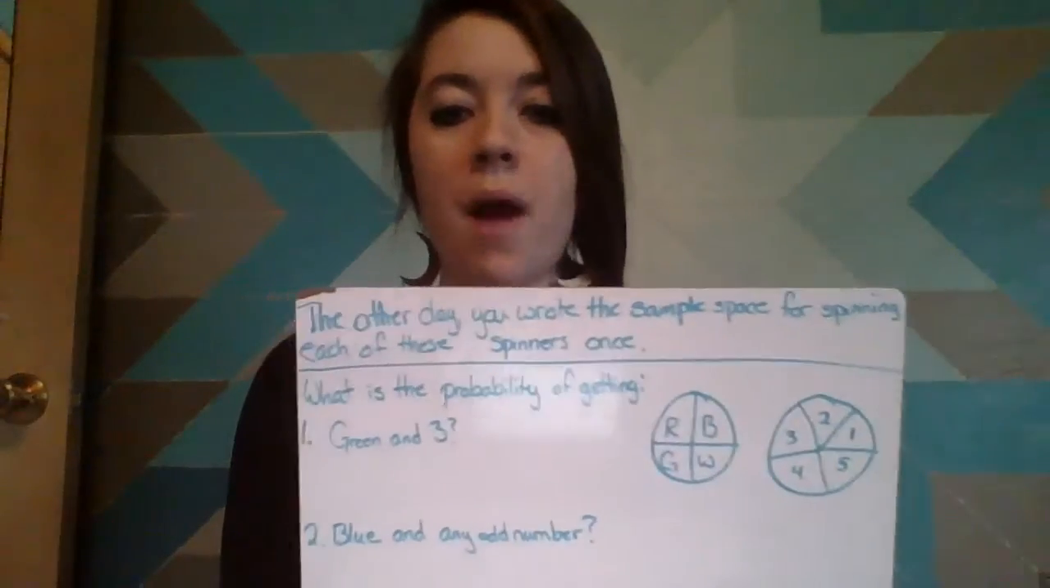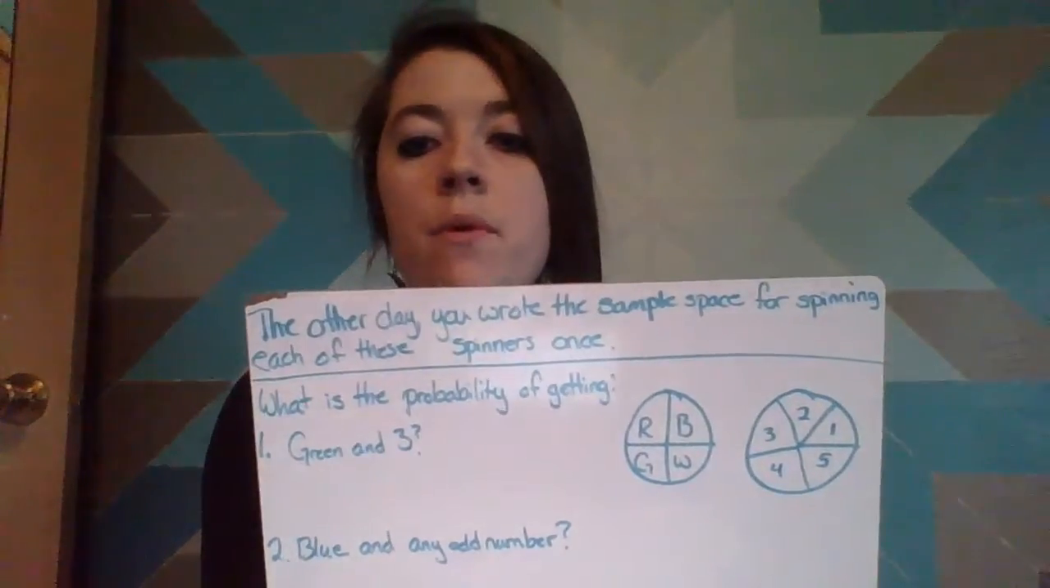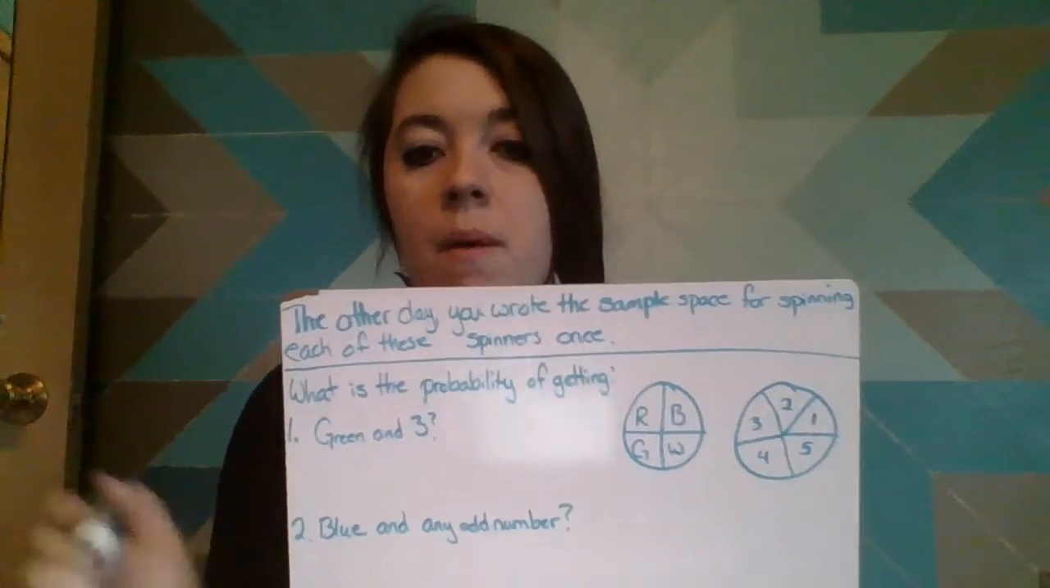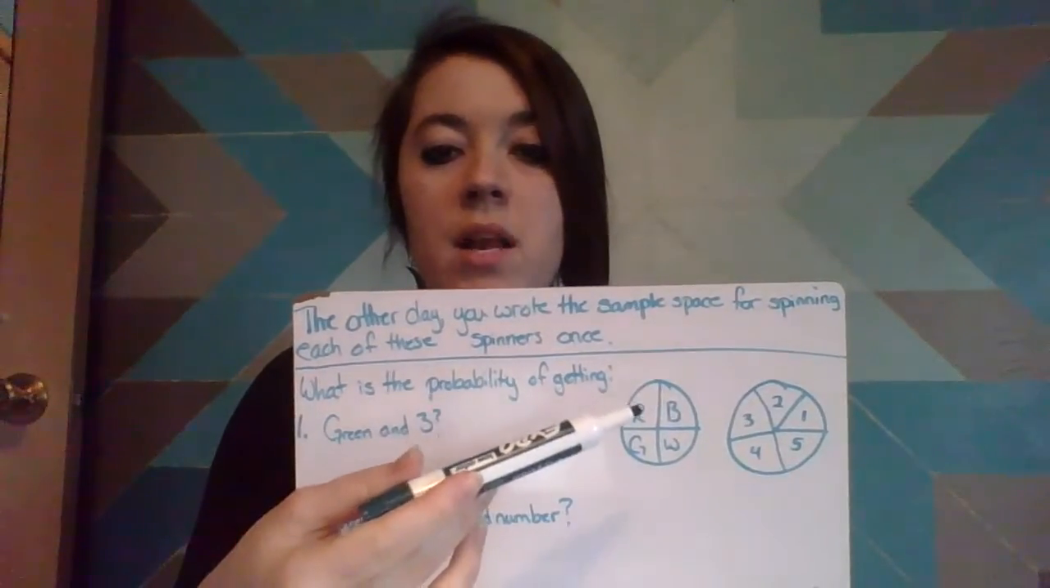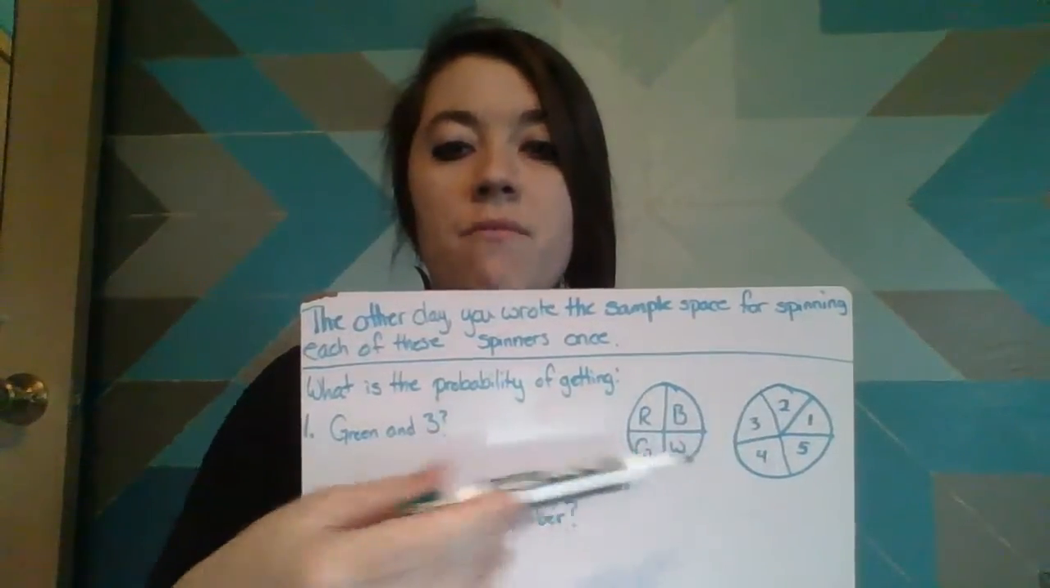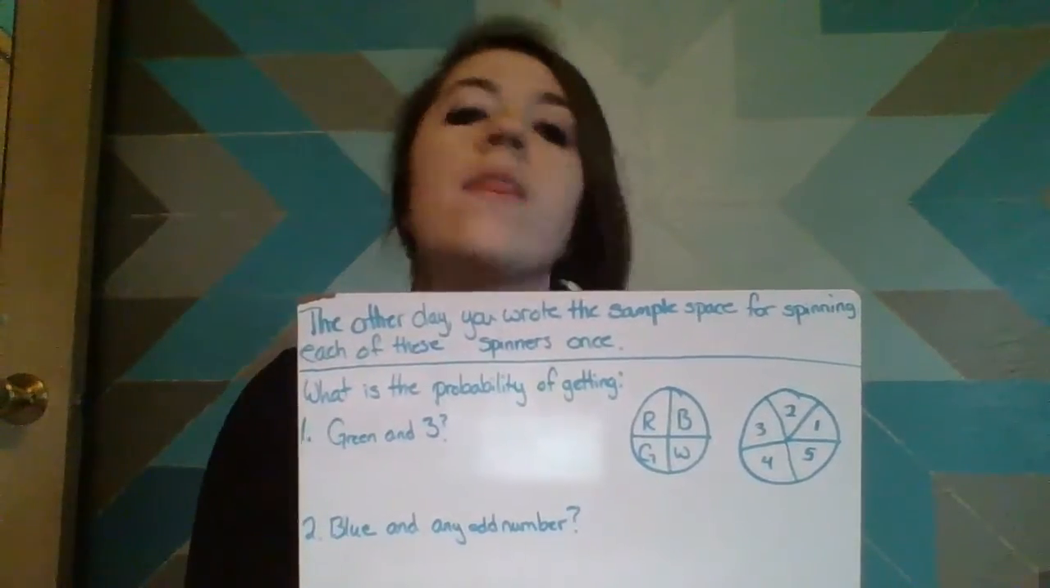So what we're looking at here is still more with probabilities. So the other day we wrote sample spaces for spinning each of these spinners once. So remember, sample space for this first one is red, green, blue, and white. Sample space for this one is 1, 2, 3, 4, 5. It's just all the possible values within there.